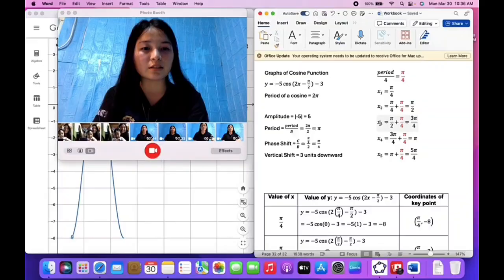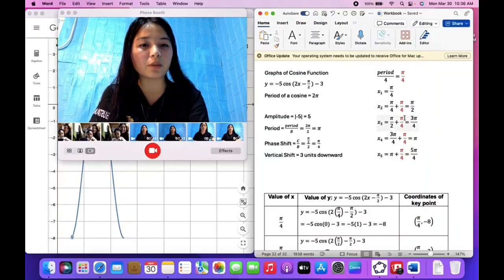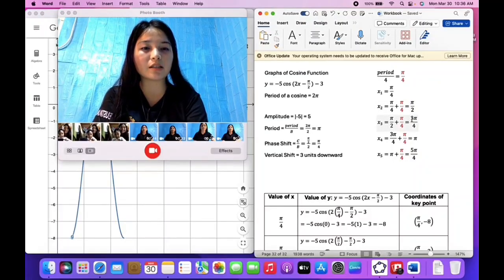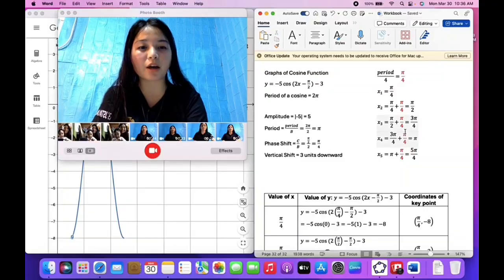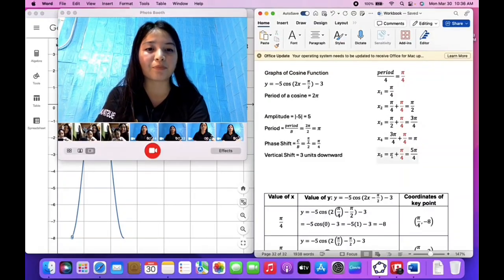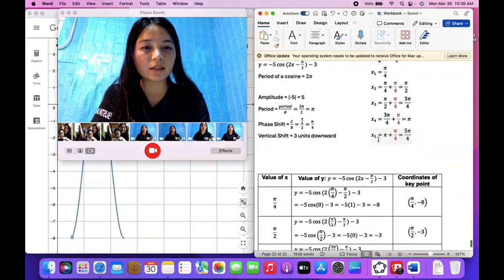Our third x-intercept is equal to pi over 2 plus pi over 4, which is equal to 3 pi over 4. And our fourth x-intercept is equal to 3 pi over 4 plus pi over 4, which is equal to pi. Our fifth x-intercept is equal to pi plus pi over 4, which is equal to 5 pi over 4.